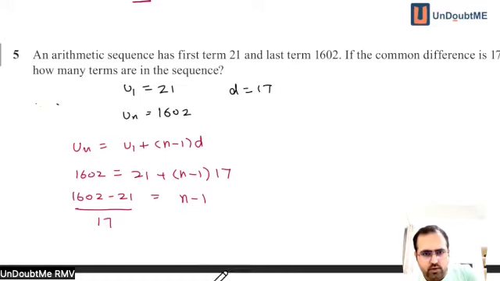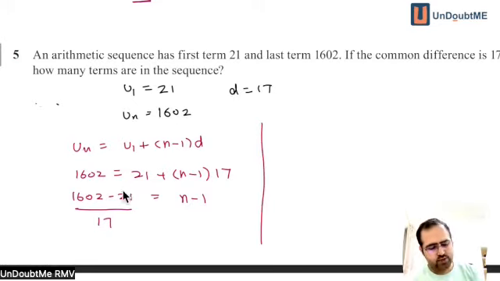So was this a calculator question? Just curious, because it was kind of a calculator question. Okay. Yes, Rishan, your answer, it's 94. Yeah, 94 is correct. When you solve that, 1602 minus 21 divided by 17, that will be 93. n minus 1 is 93, so the value of n will be 94.